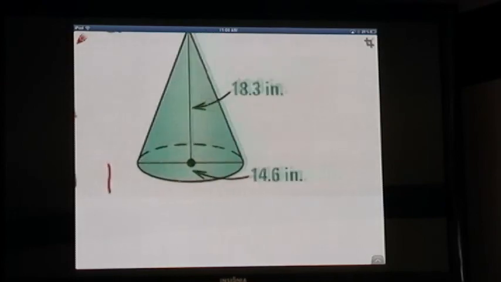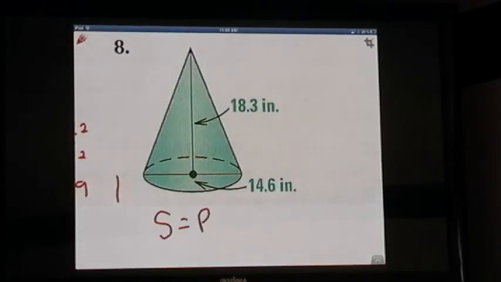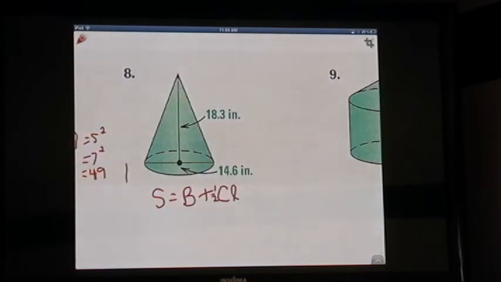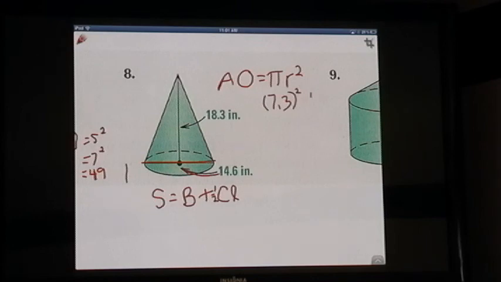So, surface area is equal to base plus 1/2 the circumference times the slant height. Okay, so the base is a circle, so the area of the base is pi r squared, and this arrow, because they have a whole line here and it's kind of pointing towards the center, is letting you know that's the diameter. We need the radius, so we're going to take the diameter and divide by 2, and we get 7.3. So we have 7.3 squared times pi.